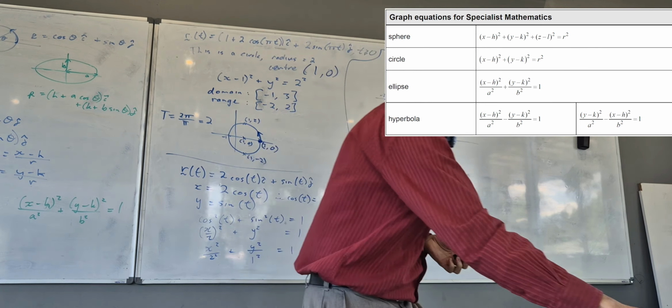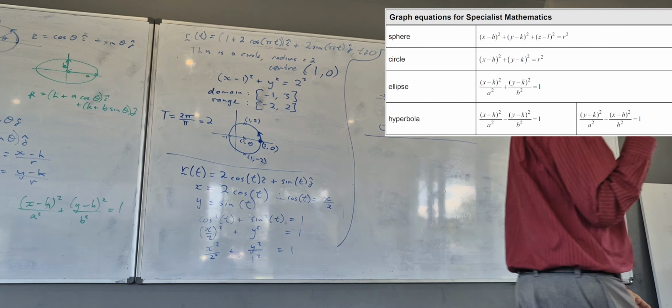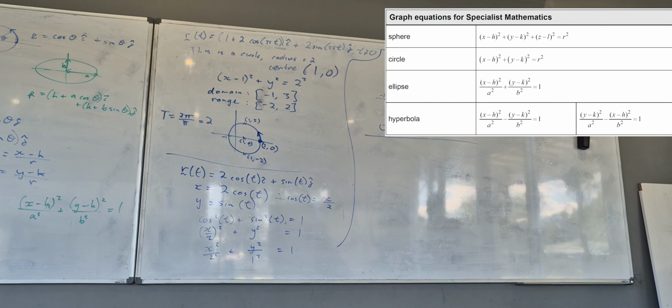Is that not just the ellipse formula? What's the difference between that and the ellipse? Not eclipse, ellipse. What's the difference between the ellipse and the hyperbola? A negative sign. One negative sign completely changes the shape of this graph.